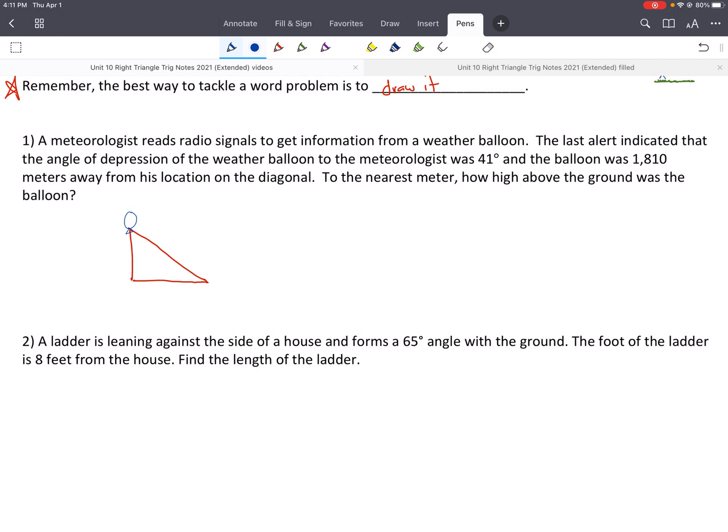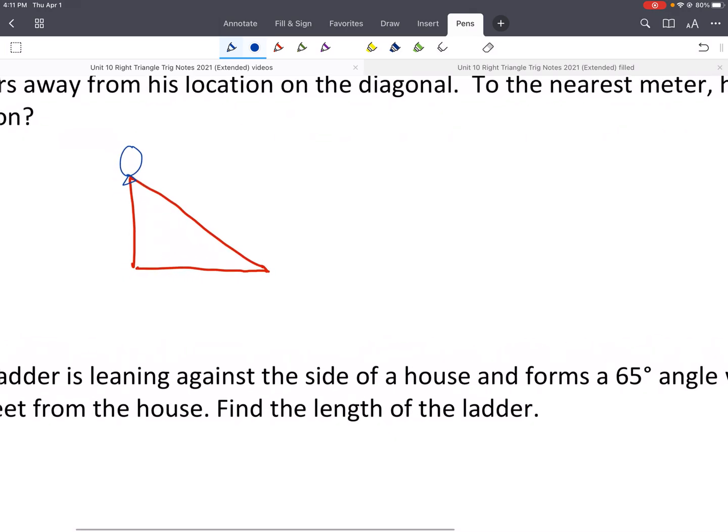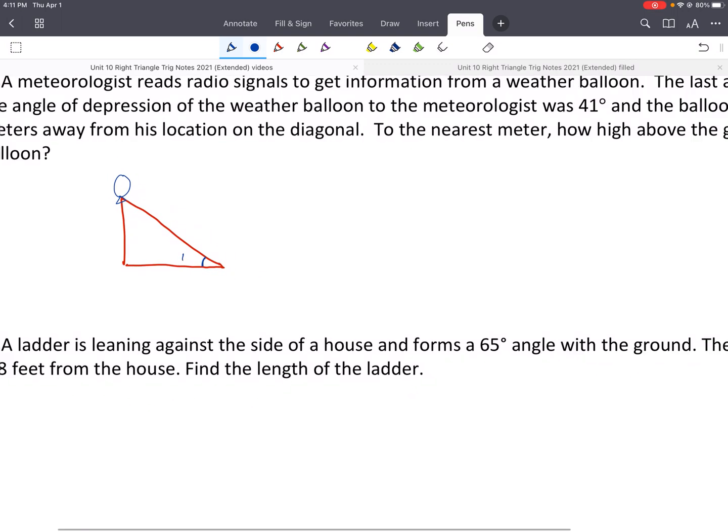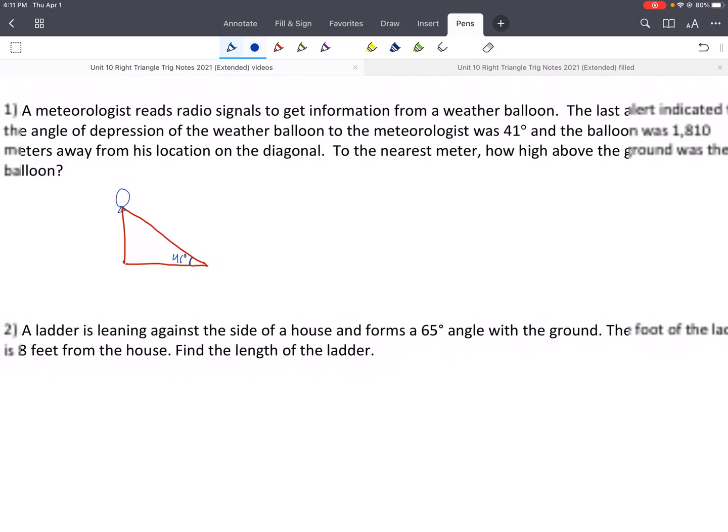It says the last alert indicated that the angle of depression of the weather balloon to the meteorologist is 41 degrees. Okay. So again, elevation or depression, we can always use this angle. It's always the angle that is touching that horizontal, not the vertical, the horizontal. So we could say that this is 41 degrees. Okay.